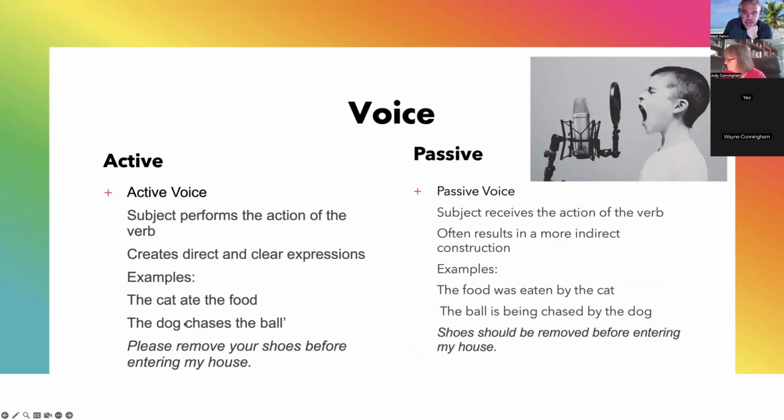If we combine that with passive, the subject receives the action of the verb. And it's a more indirect construction. So let's just look at them side by side. We see the cat ate the food, or the food was eaten by the cat. Here the subject, the cat, ate the food, right? And here the subject receives the action of the verb. So the food would have been the subject there.